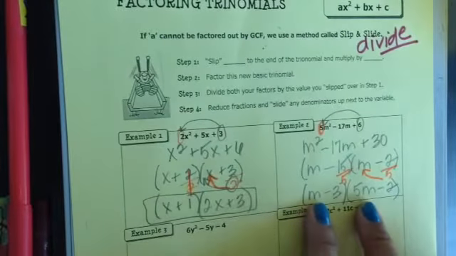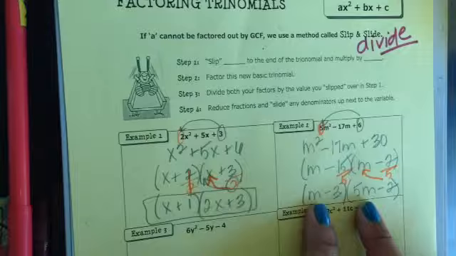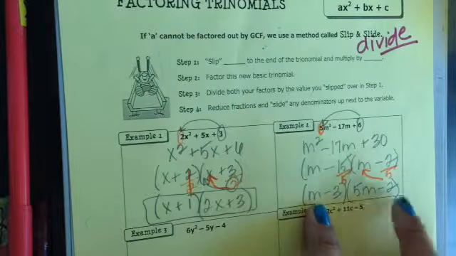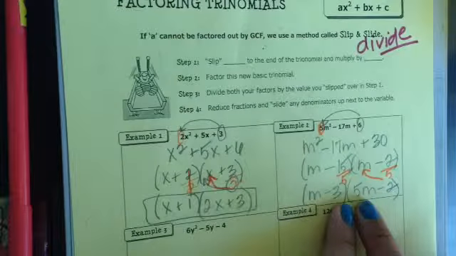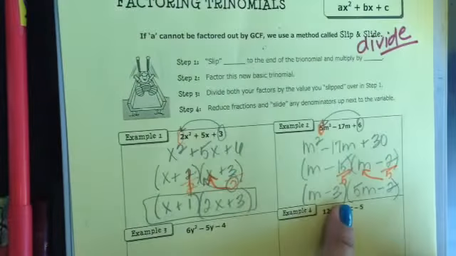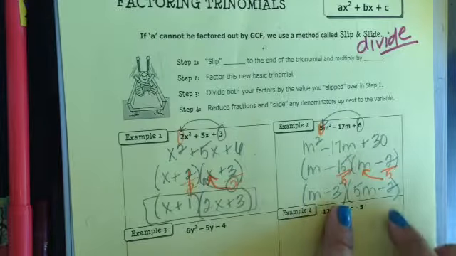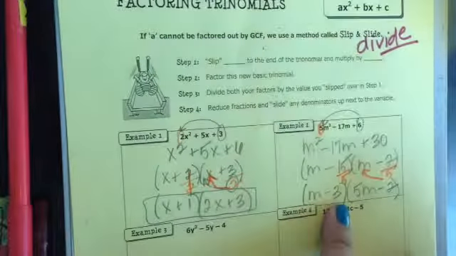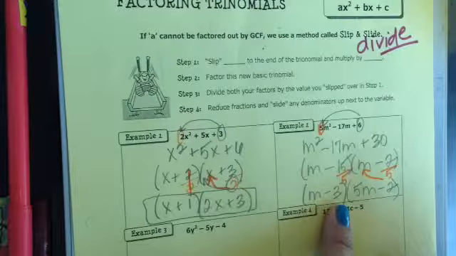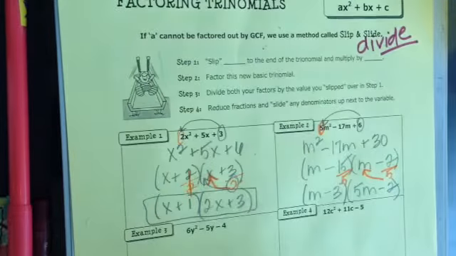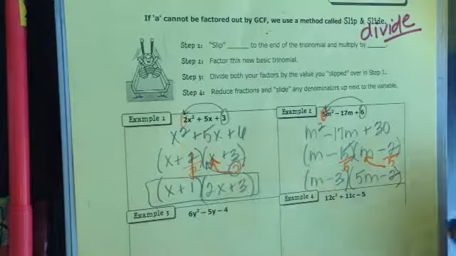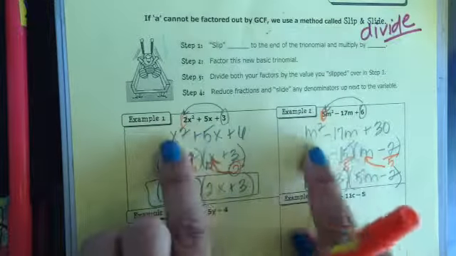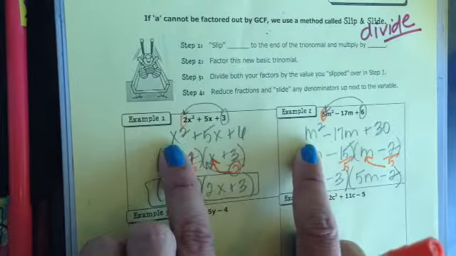Now I'm going to FOIL just to make sure I got the right thing. 5m squared minus 2m minus 15m. Minus 2 minus 15 gives me my 17. And my last terms, negative 3 times negative 2 gives me my positive 6. Okay, kind of a little trick, but the method gets us factoring an easier trinomial that has a 1 as an a coefficient.